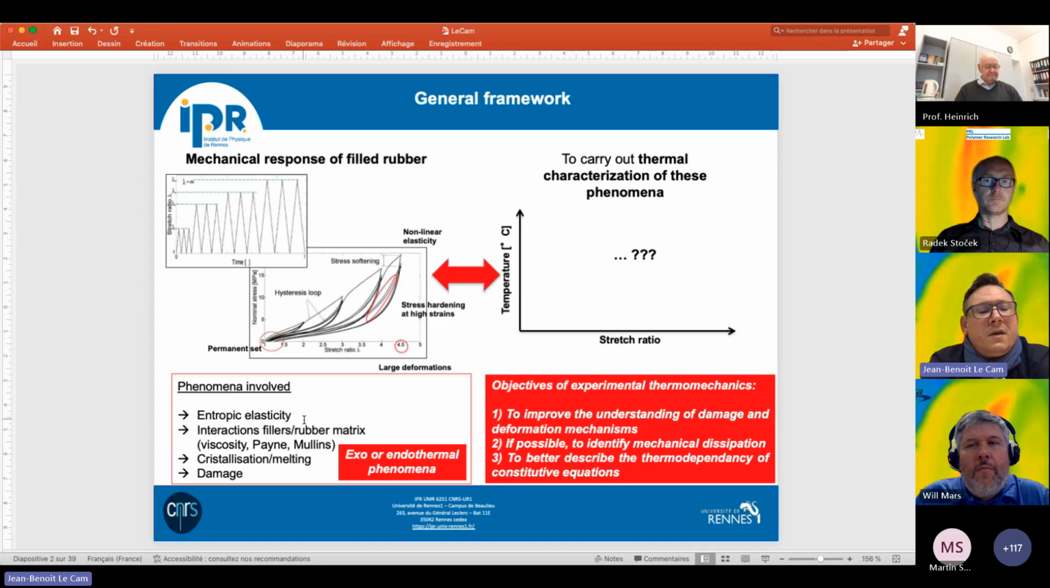And these phenomena are either exothermal or endothermal. Of course, measuring the change in temperature accompanying the deformation is of first importance in order to improve the understanding of damage and deformation mechanisms. It will also be interesting, by characterizing the thermal response, to be able to describe and identify the mechanical dissipation, and by the way, to better describe the thermodependency of constitutive equations.